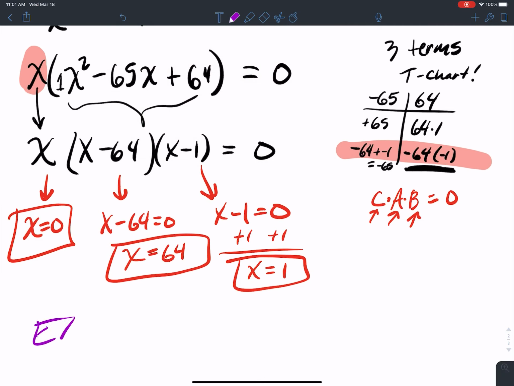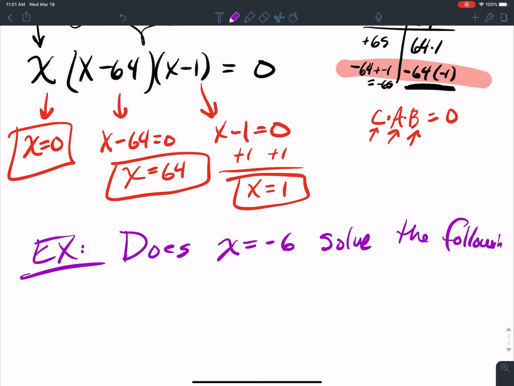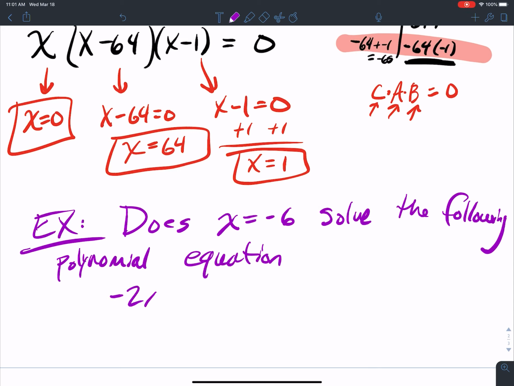Next one. Does x equal -6 solve the following polynomial equation? And here's the equation. Let's say -22x squared plus 8x equals 4x cubed plus 24.